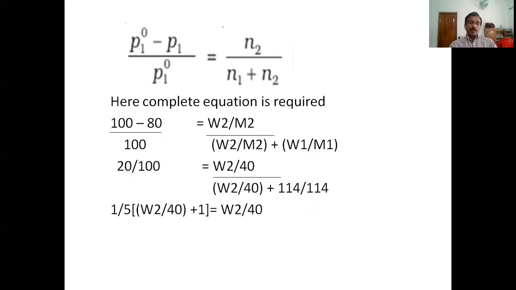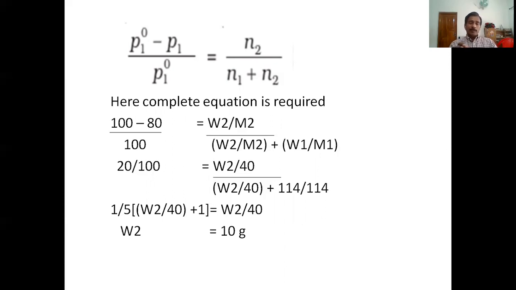1 by 5 is equal to W2 by 40 divided by W2 by 40 plus 1. 114 divided by 140 is approximately 1. Or W2 by 40 plus 1 is equal to W2 by 40 into 5. Then you can calculate W2 and you can see it is equal to 10 gram.